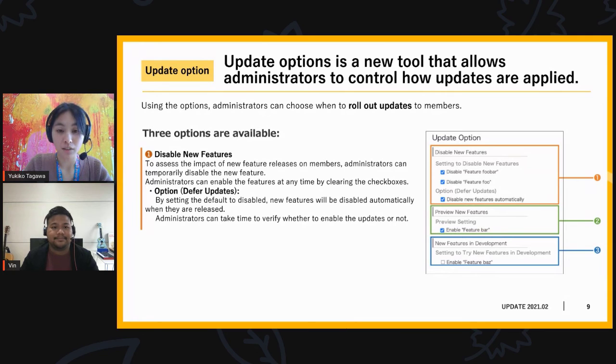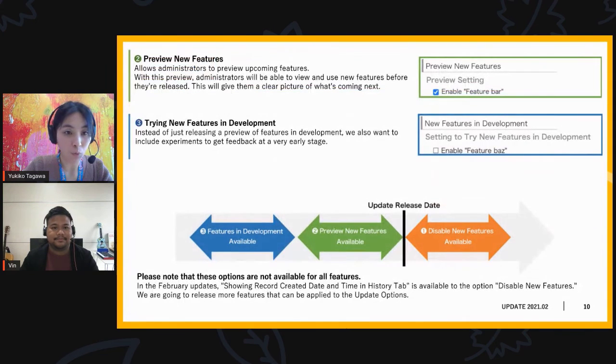I see. And I heard some administrators prefer to prepare manuals for their users before the new feature is enabled, so this is a great option. Right, exactly. And how about the second one? So it looks like administrators can view new features before they are released. So what's this for? Well, we wanted to give our Kintone users a chance to get a preview of the new features, so they can not only get an idea of what's coming next, but they can also make the decision in advance about whether or not they should enable that new feature at the time of its official release.